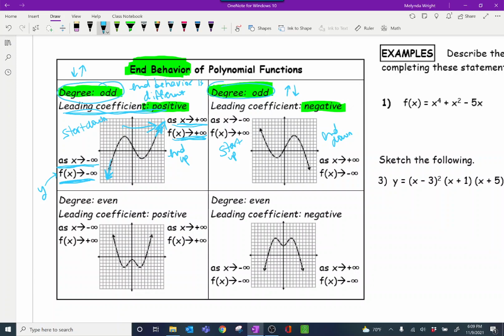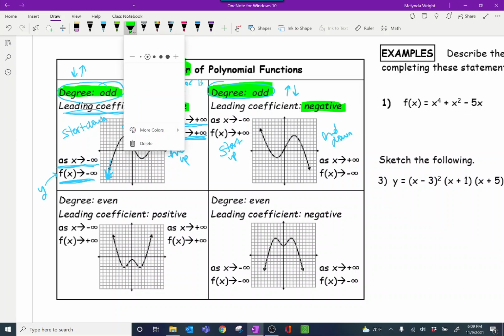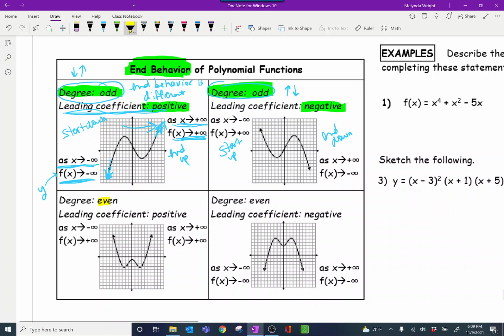Now let's take a look at, well, what happens if the degrees are even? What do we do then? What happens with even degrees? So let's look at even degrees. Okay, so if the degree is even, that has a different scenario. If the degree is even, the end behavior is the same.